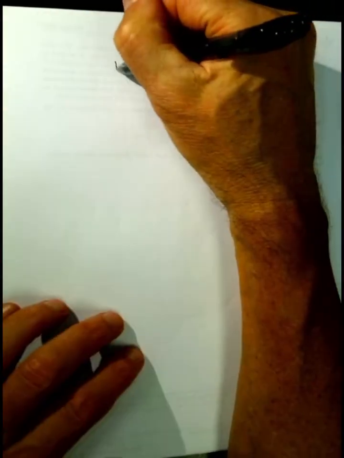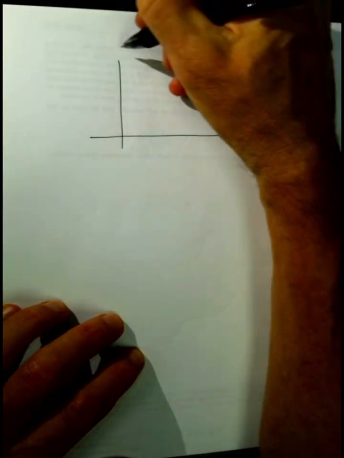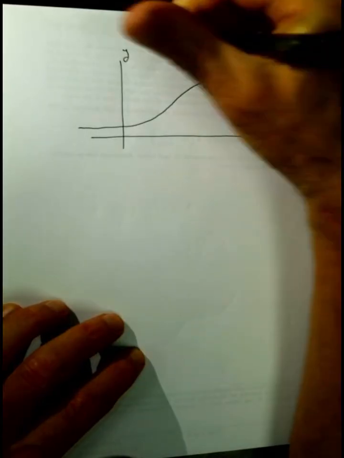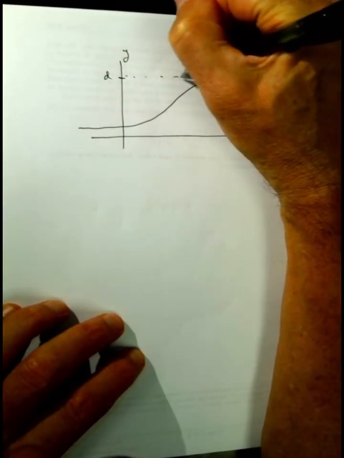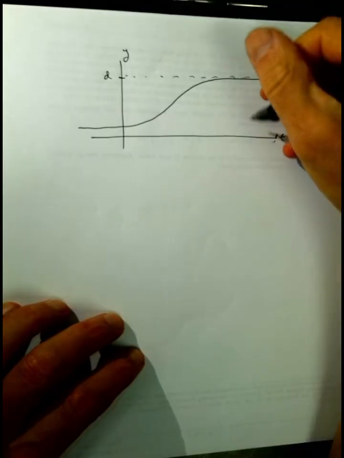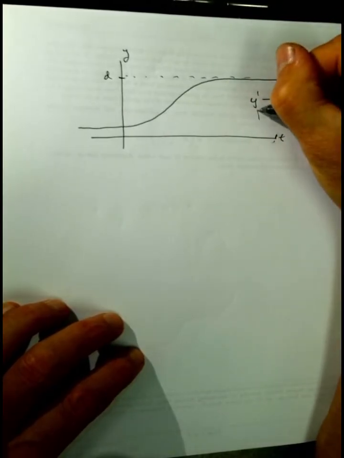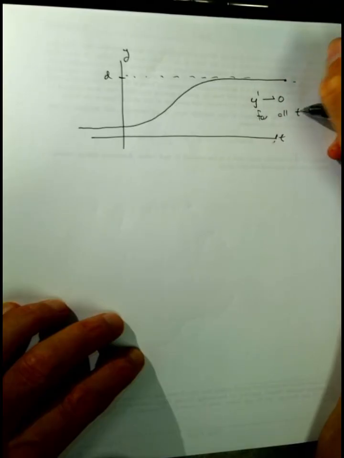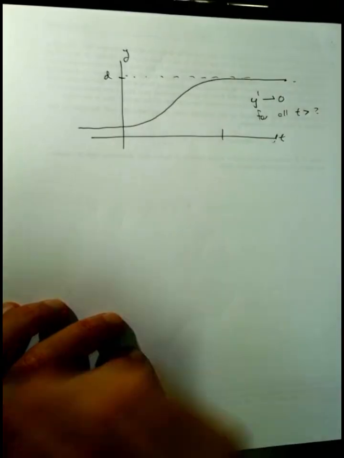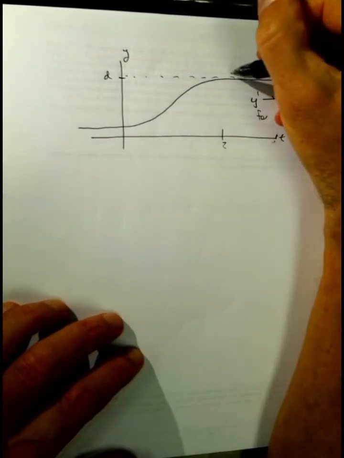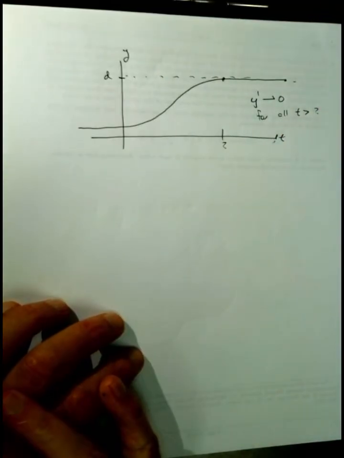But having said that, oftentimes we're going to see functions that do something like this and basically level out. And notice in this case, y prime gets close to 0 for all t greater than or equal to some number that we don't necessarily know yet. Okay, but once I get past this point, the derivative is close to 0.